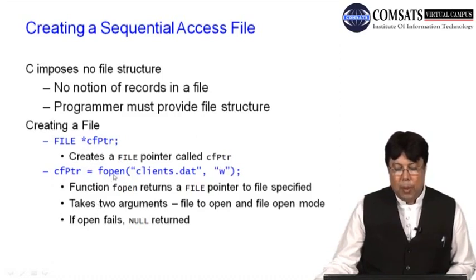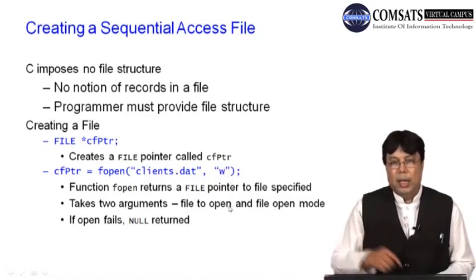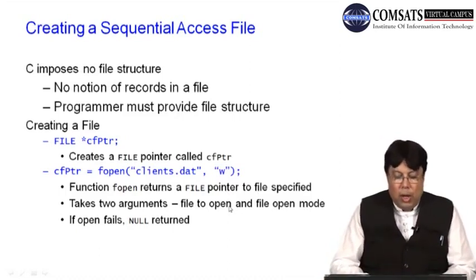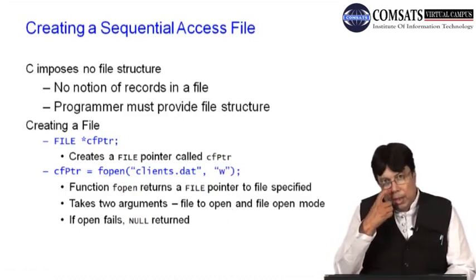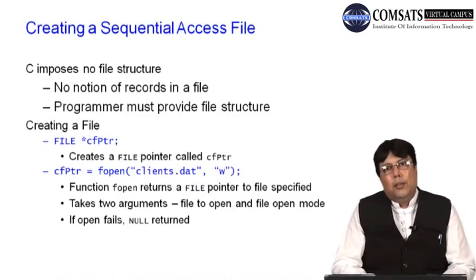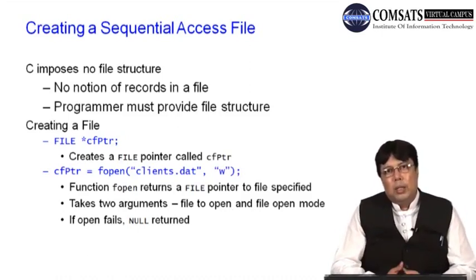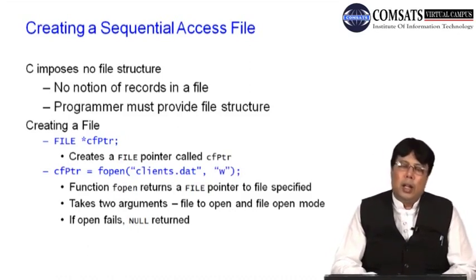So fopen takes two arguments. One is the file to open and the other is the mode. This is called the mode, and we have opened the file in writing mode. If fopen fails, what is the operating system going to return? If this function fails, then the operating system is not going to return any address. It will return NULL, it will return 0.